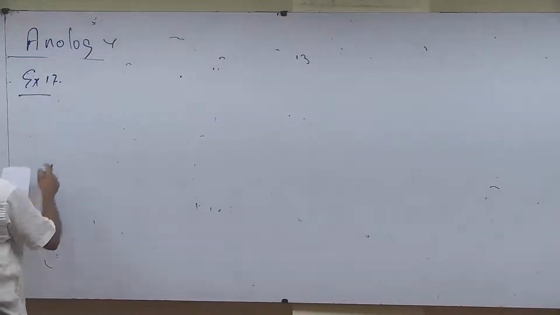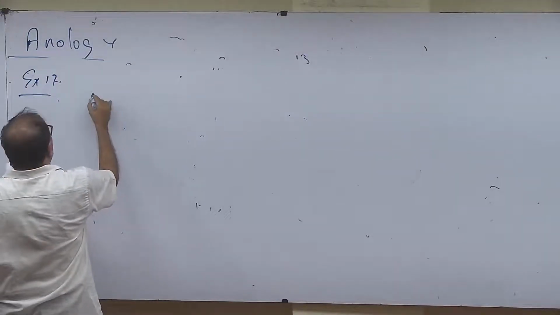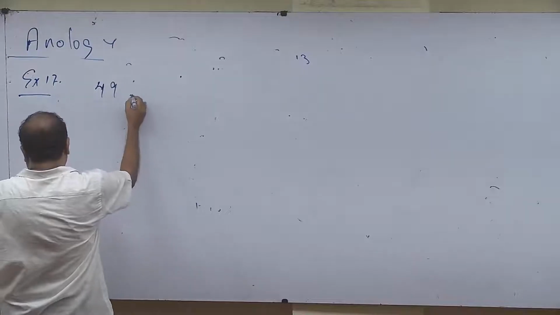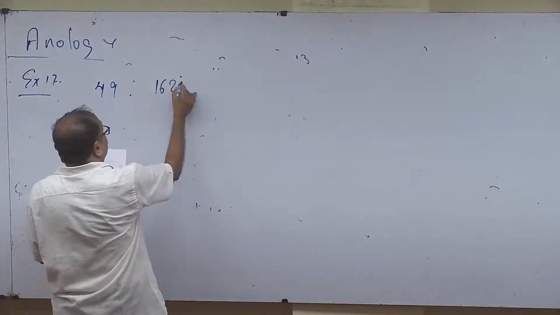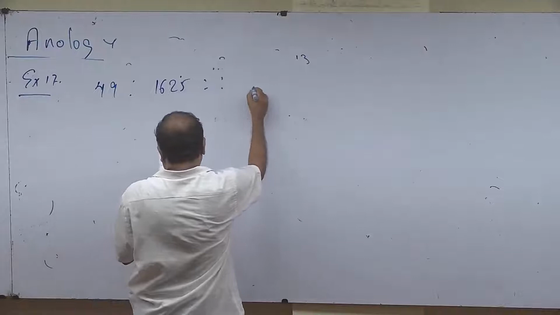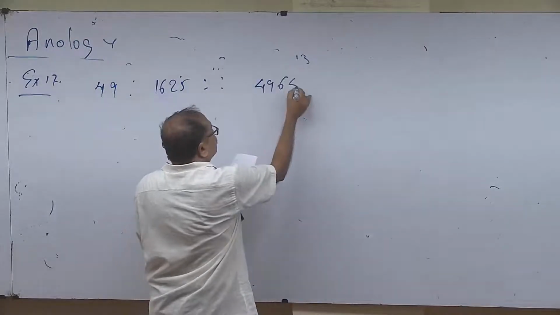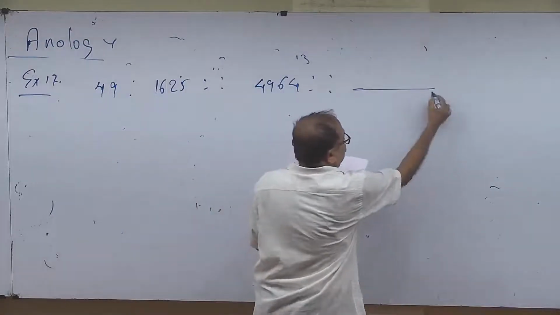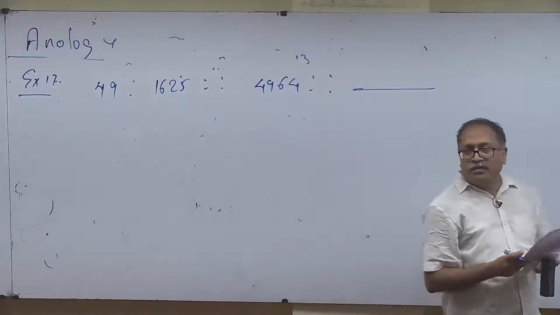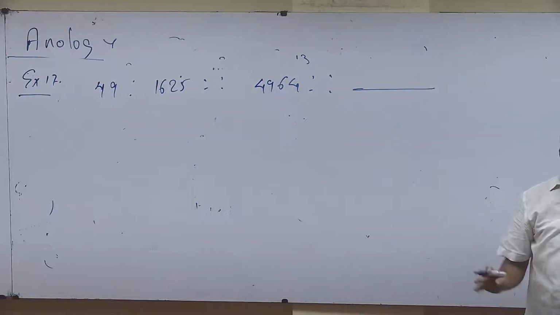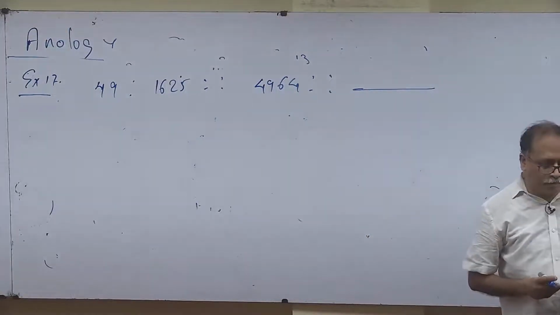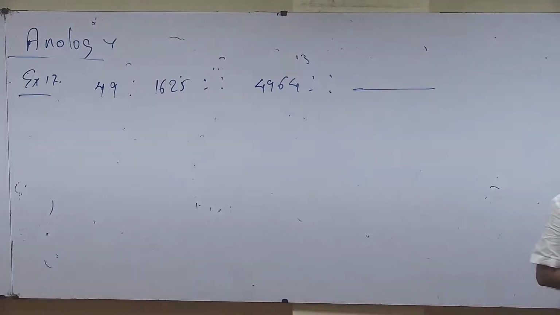Now, example 17, and here if I ask you, that's 49 and this one, how will you write this part? Any logic? Put it. I am not writing the option here.